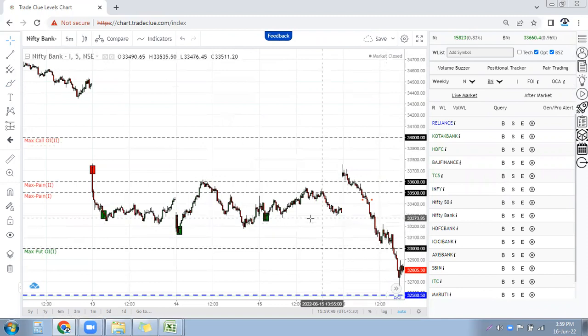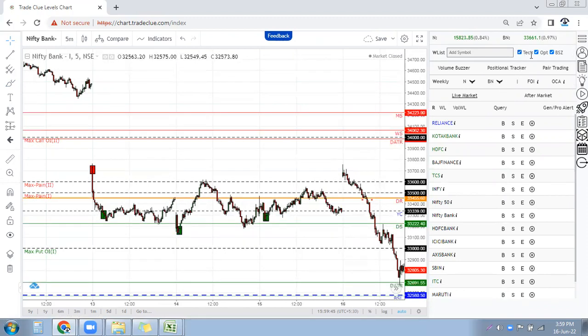So you basically have the red green boxes, you have the red or green dots, which helps you to navigate. Plus you have the technical lines, option lines, and buyer seller zone.